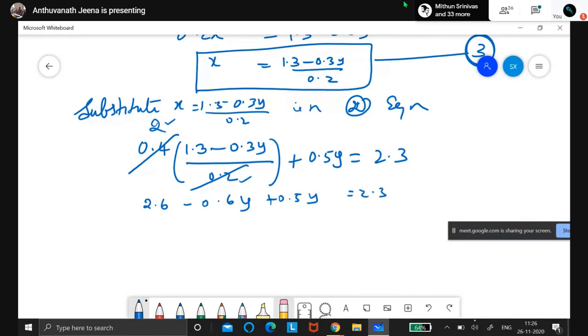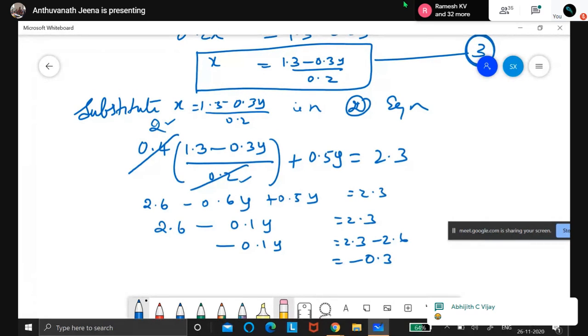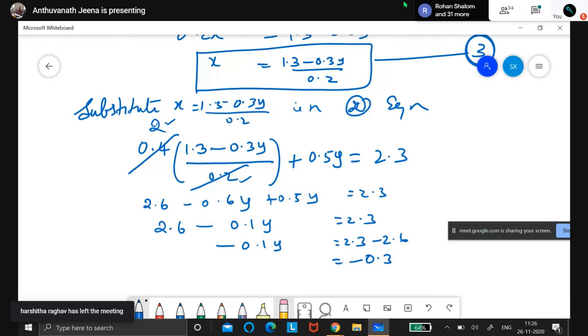0.6 minus 0.5, subtract and put the greater number's sign. So what will you get? 0.1y. Correct. Now minus 0.1y is equal to 2.3 minus 2.6. So minus 0.3 comes, because 2.6 is the bigger number. When subtracting, 23 minus 26, 26 is the bigger number, so minus. Don't forget the minus sign.